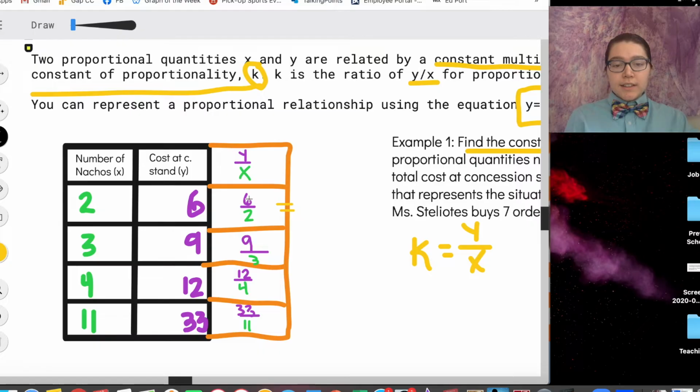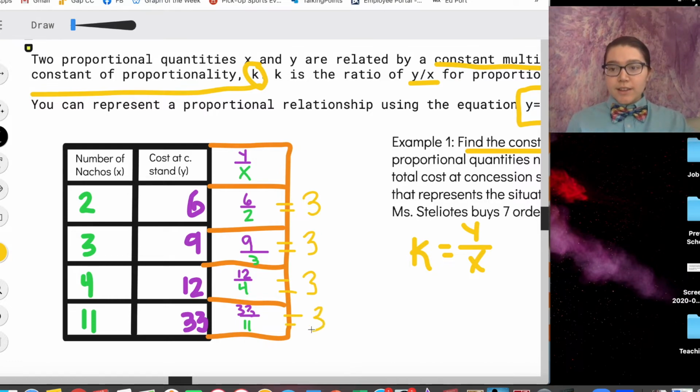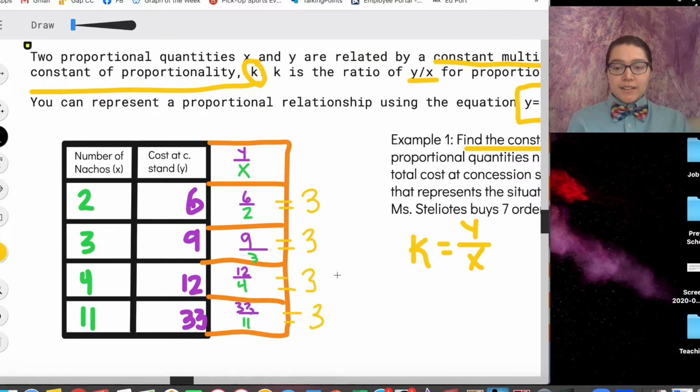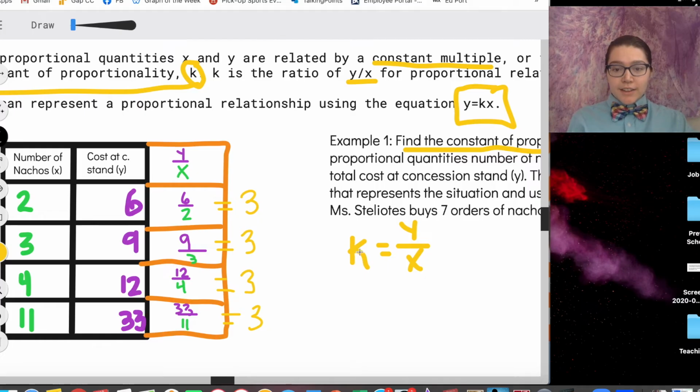So what is 6 divided by 2? 6 divided by 2 is 3, right? 9 divided by 3 is 3. 12 divided by 4 is 3. And 33 divided by 11 is 3. And now we've just found k, our constant of proportionality. So this means that k, which is equal to y divided by x, y divided by x, y divided by x, is equal to 3.